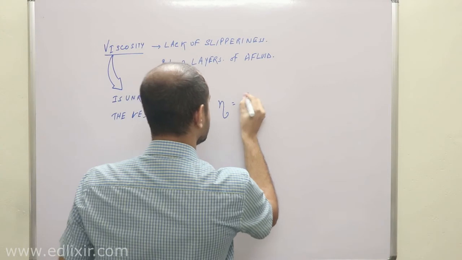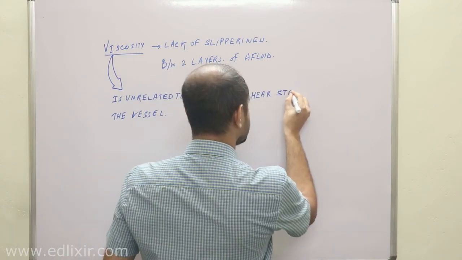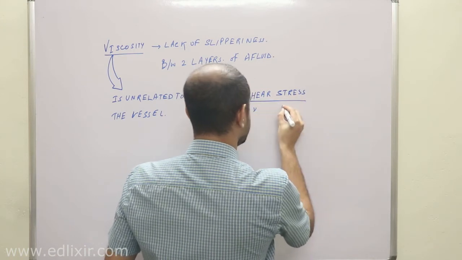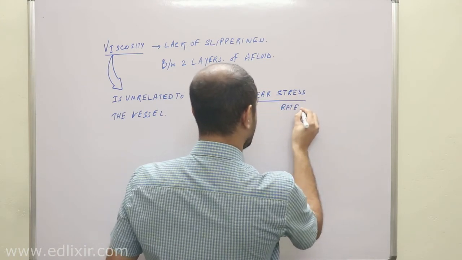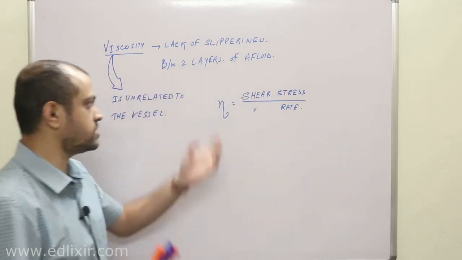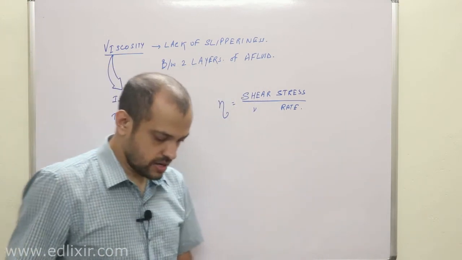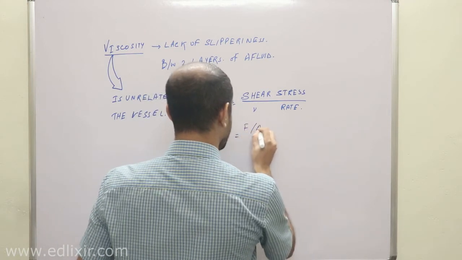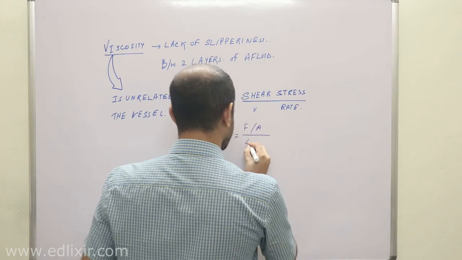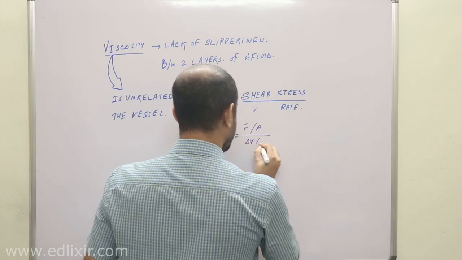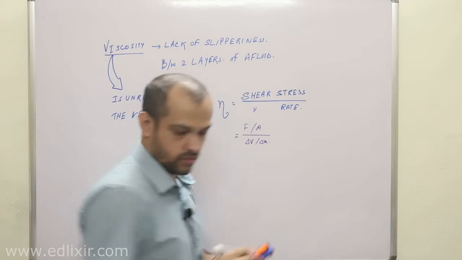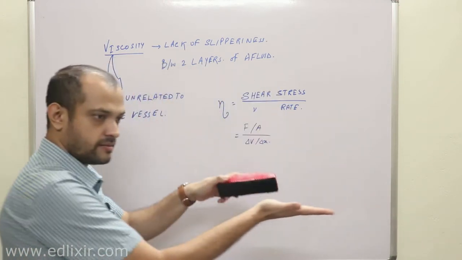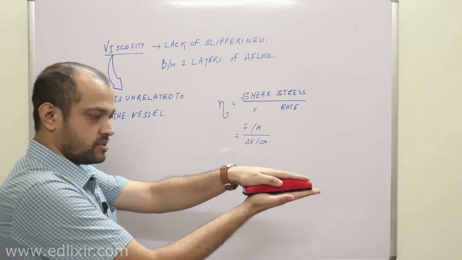Viscosity is equal to shear stress divided by shear rate. Now it is very important for you to understand what shear stress and shear rate are. If I tell you that shear stress is force divided by area and shear rate is delta V divided by delta X, probably you will not understand. So I am trying to give you an example. Suppose this is the first layer and this is the second layer. Now listen with all your attention.